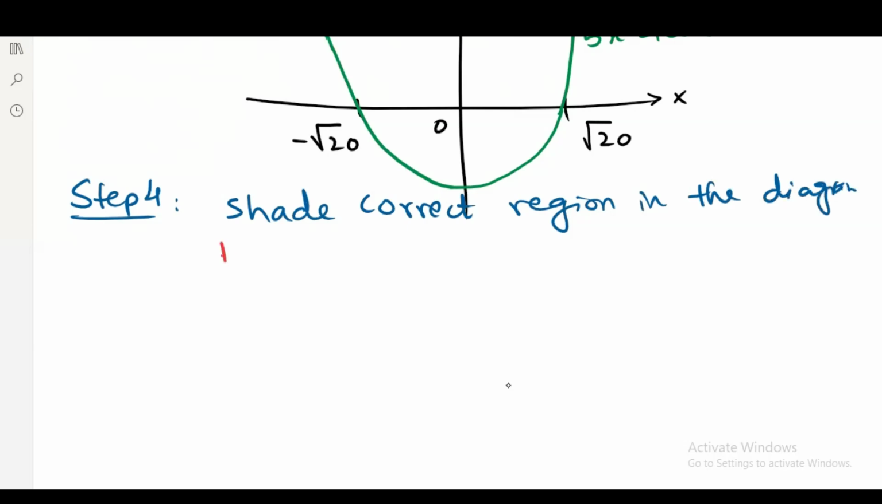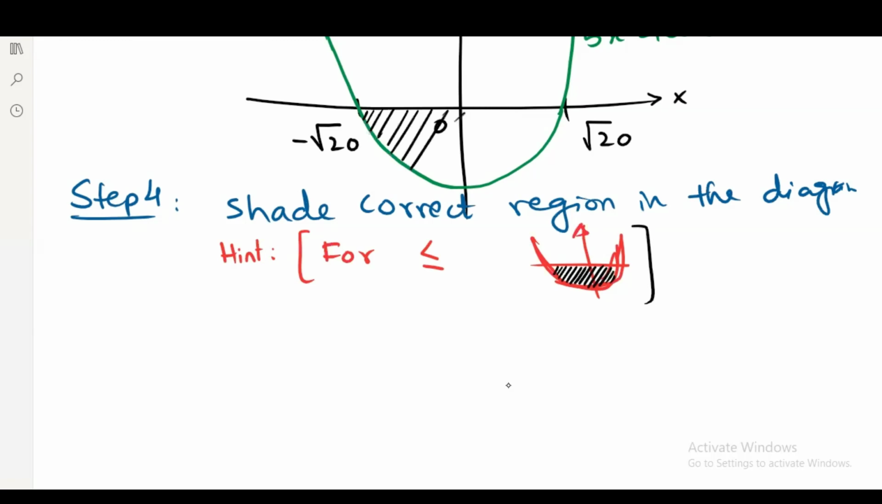So the hint is, for the less than equal to sign, if the parabola is like this type of parabola here, the region inside, the region bounded by the x-axis and the parabola, will be shaded. So in this case, this type of shading.